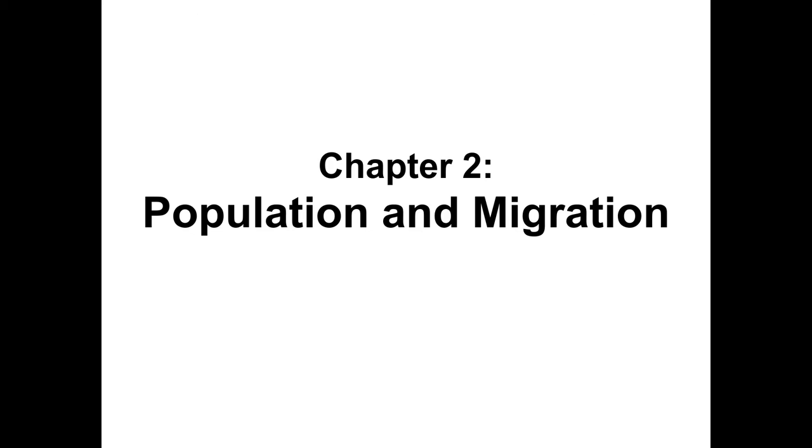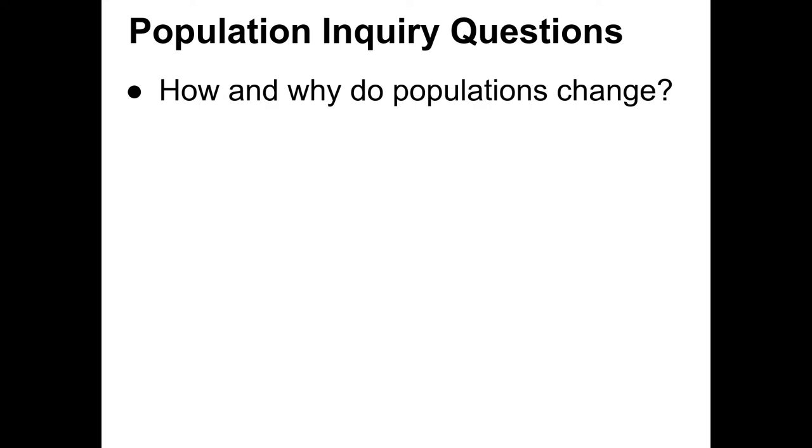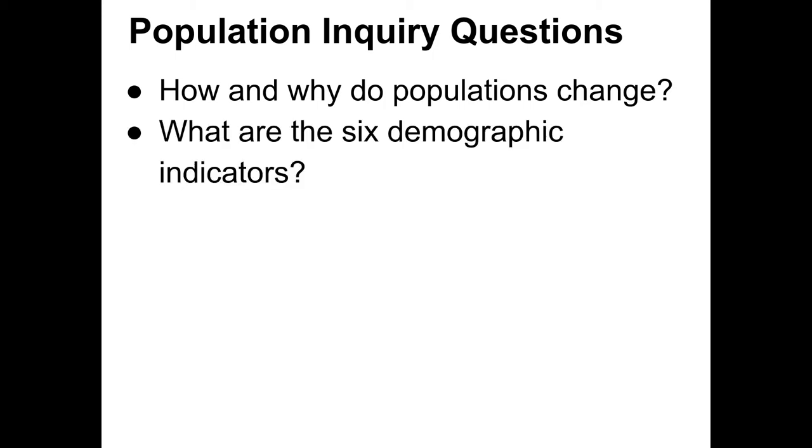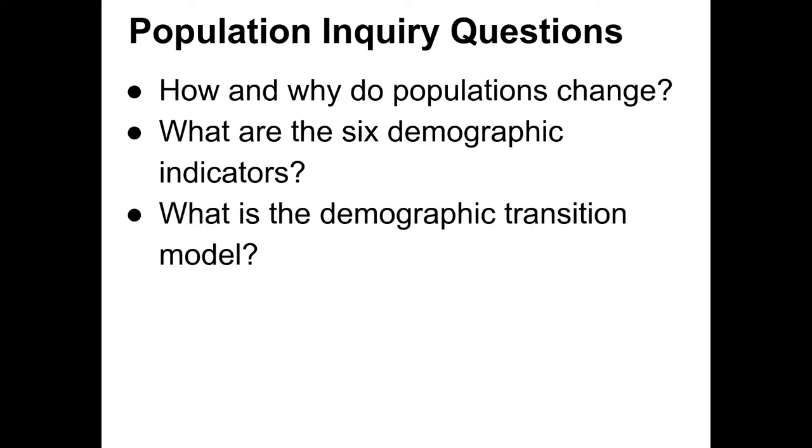Before we jump into the content, let's take a look at what the key learning objectives are for this chapter. How and why do populations change? Generally, they increase, but not always. We'll take a look at that. What are the 6 demographic indicators? There are 6 key factors that demographers, people who study human population, pay attention to. We'll take a look at those in depth.